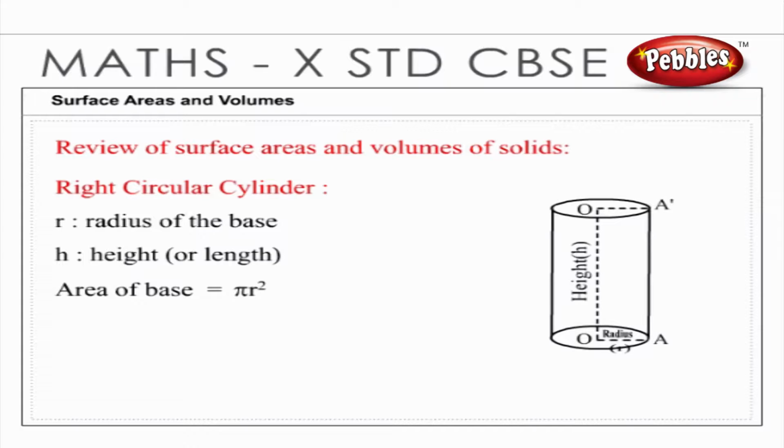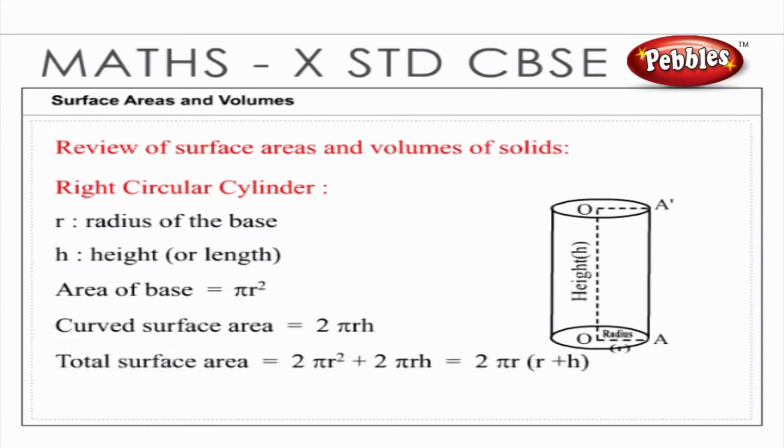Right circular cylinder. R, radius of the base, H, height or length. Area of base, pi r squared. Curved surface area, 2 pi r h. Total surface area, 2 pi r squared plus 2 pi r h, which is equal to 2 pi r into (r plus h). Volume is equal to pi r squared h.